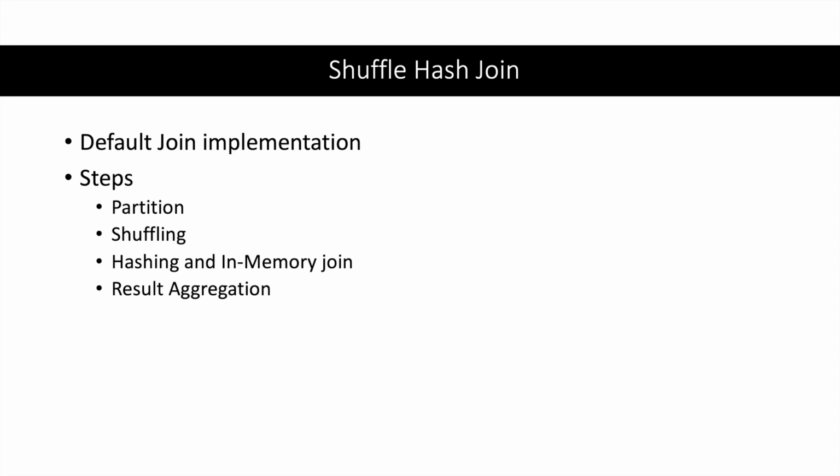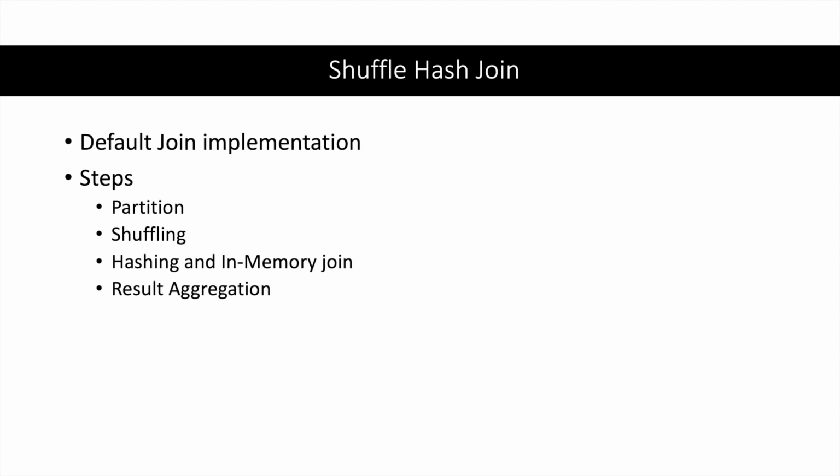Shuffle hash join is the default join implementation in Spark. It is implemented in these steps. First, partitioning of data in both the tables is done and the data is shuffled across machines to make sure that partitions with the same key are on the same machine. Then hashing is done and an in-memory join is performed, and your result dataset is created.